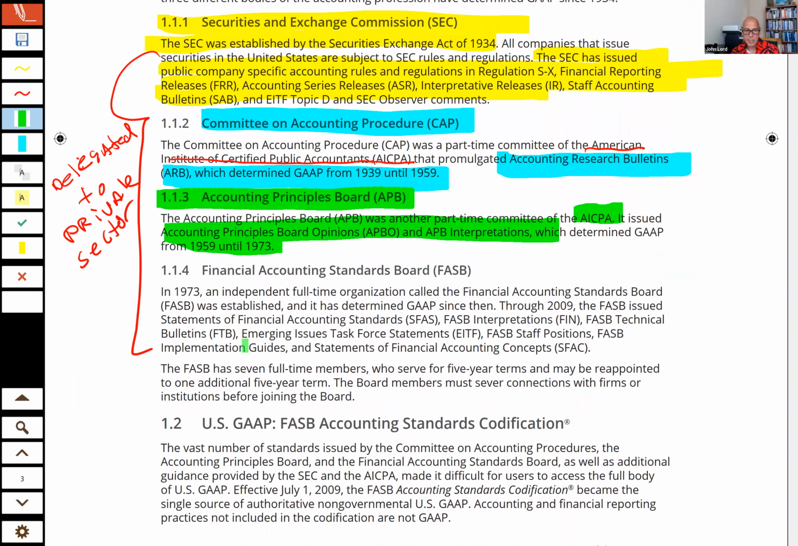Then in 1972, there was a committee called the Wheat Committee. Wheat was the chairman's name. And what the Wheat Committee said is, look, we perceive a problem here. There's a lack of independence in the standard setting process. What happens?